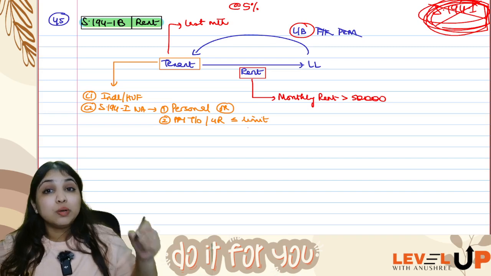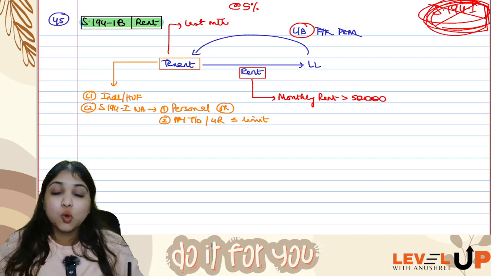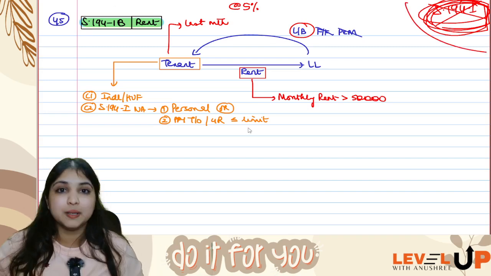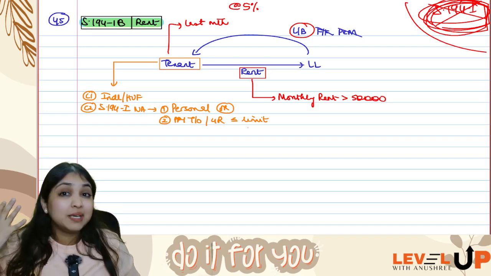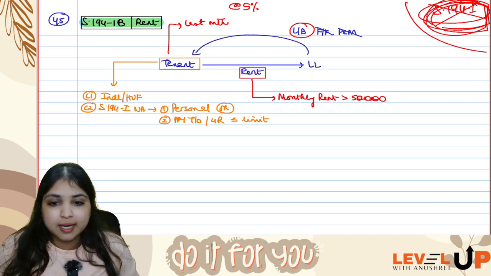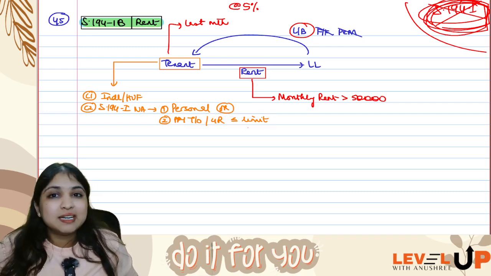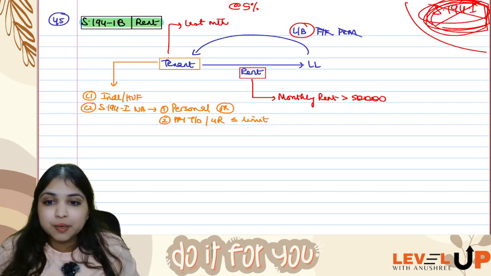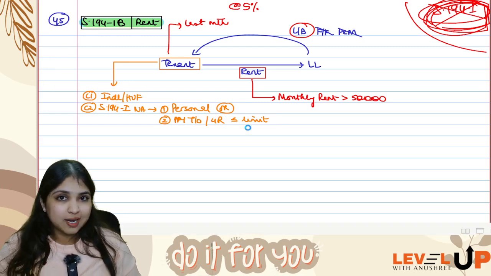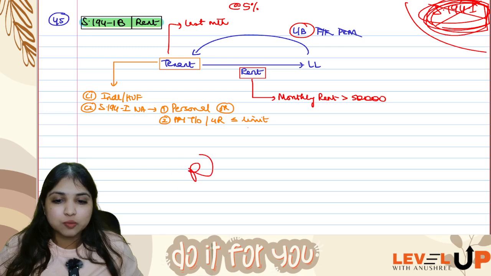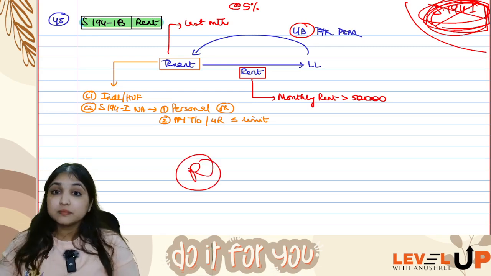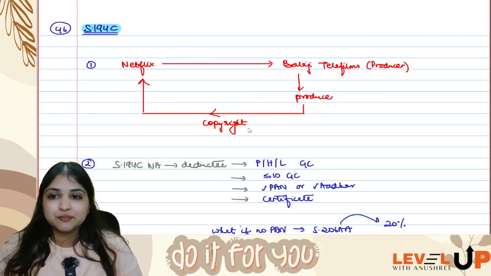will compute, but you will enter into this section only if 194I is not applicable. Why is 194I not applicable? Either because it is personal rent or because the turnover or gross receipts criteria is not fulfilled. And do remember, this section is only for individuals and HUFs, and the deductor has to be a resident also over here. Okay, so this was section 194IB.